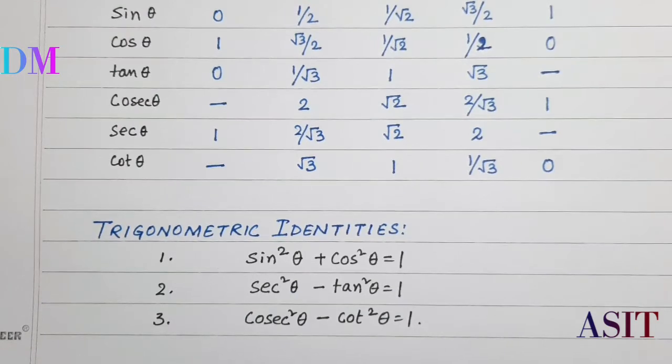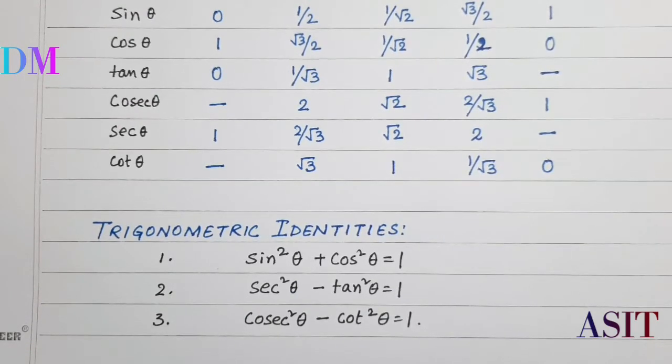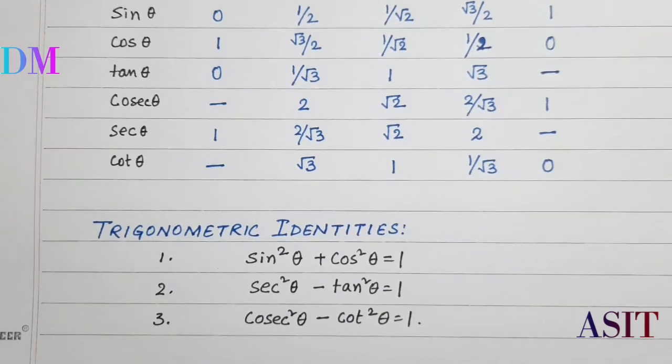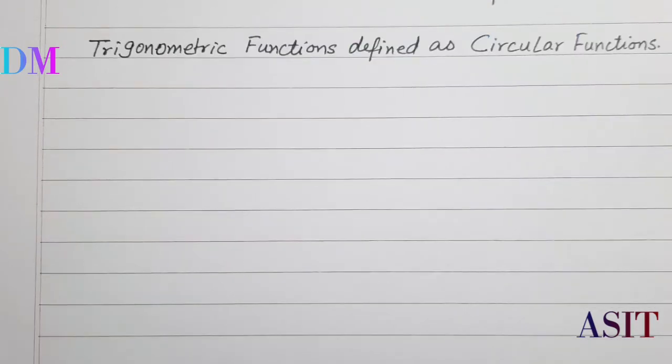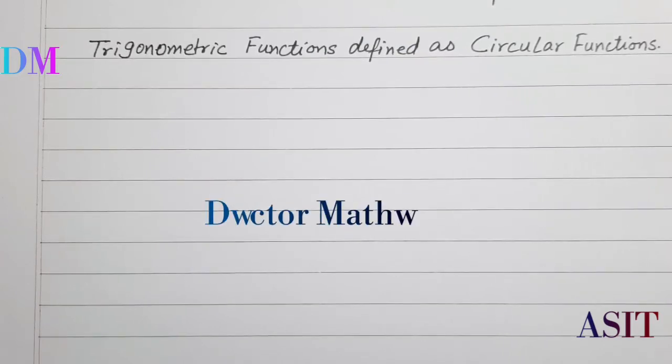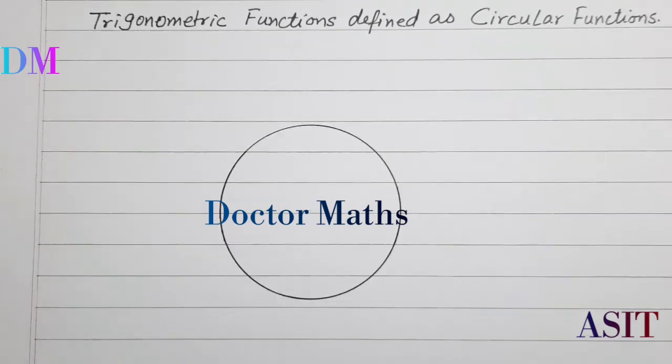And we also know about these three trigonometric identities. Sin square theta plus cos square theta equals 1, secant square theta minus tan square theta equals 1, and cosecant square theta minus cot square theta equals 1. Now we will learn trigonometric functions defined as circular functions.